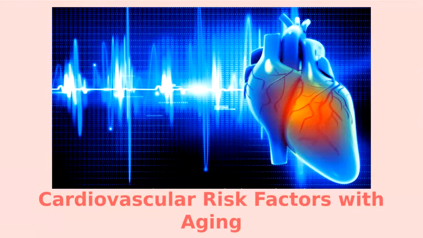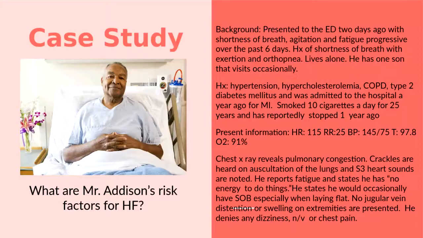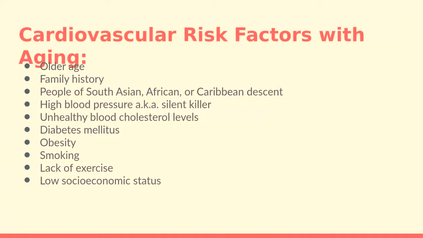For mine, it's going to be risk factors. And of course, the vascular group already talked about it. For the older population, old age is a risk factor. Family history, of course, South Asian, African, Caribbean descent, and high blood pressure, unhealthy blood cholesterol levels, diabetes, obesity, smoking, lack of exercise, and low socioeconomic status. All of these are risk factors.